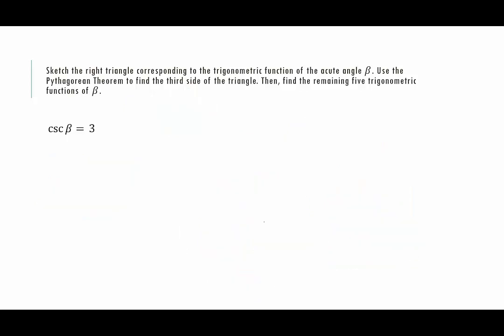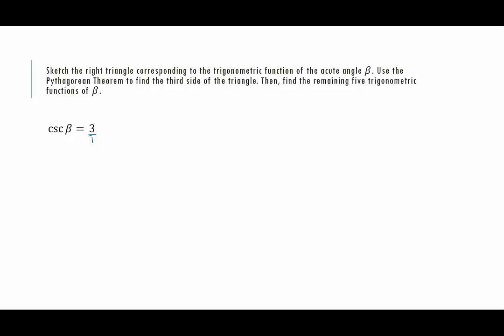In our last example, we know that cosecant of beta is equal to 3. Wait a minute. These are supposed to be ratios. 3 is not a ratio, but we can turn it into a ratio by putting it over 1. Now that I've given you that hint, I always encourage you to pause the video and try it and see how you do, and then check back with me.